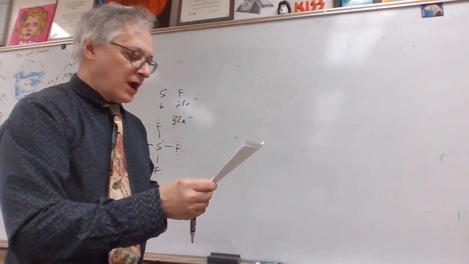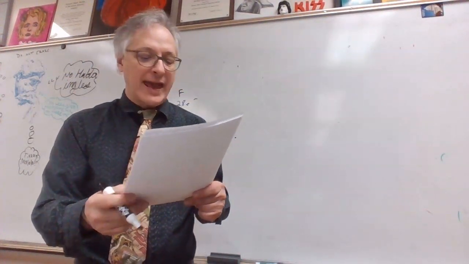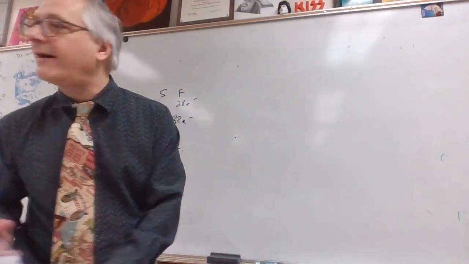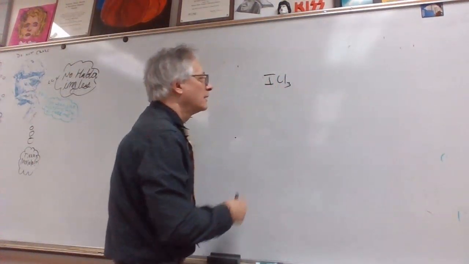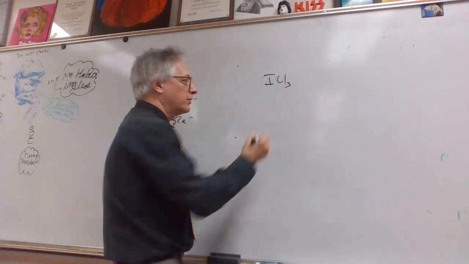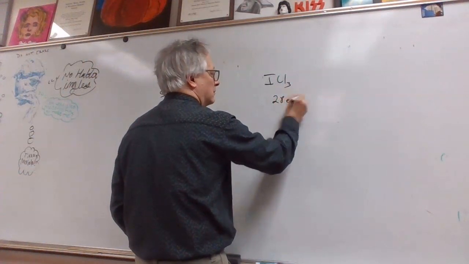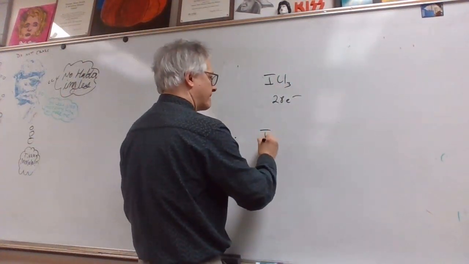The electron domain geometry and the molecular geometry of iodine trichloride are blank and blank. Well, let's draw it and find out. ICl3, 7 times 4, 28 electrons. Got that number right. So I'm going to put I in the center.